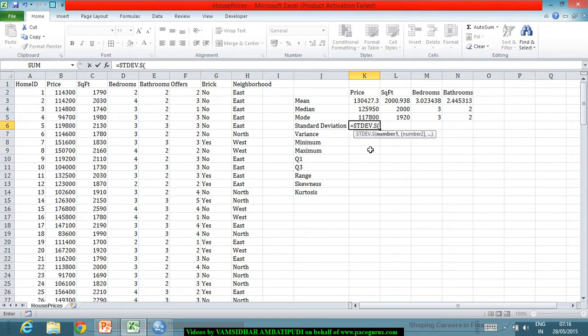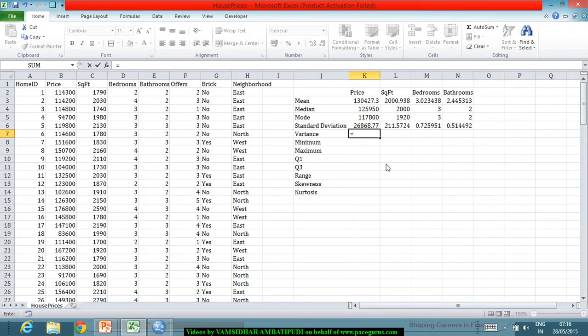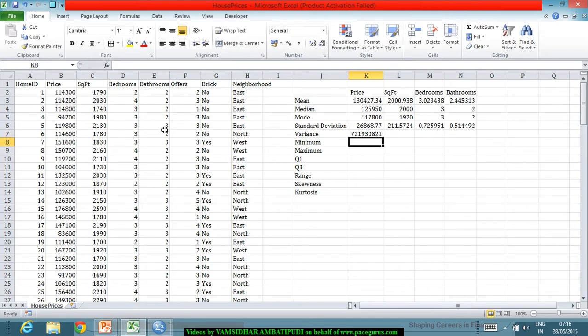Then standard deviation, I can very well use STDEV. Because this is a sample, I'll use the sample standard deviation. We get some numbers for the standard deviation, and we'll interpret them. Then similarly variance, again because this is a sample, I'll take the sample variance, which happens to be the square of the standard deviation itself. So I square this, and I get the variance.